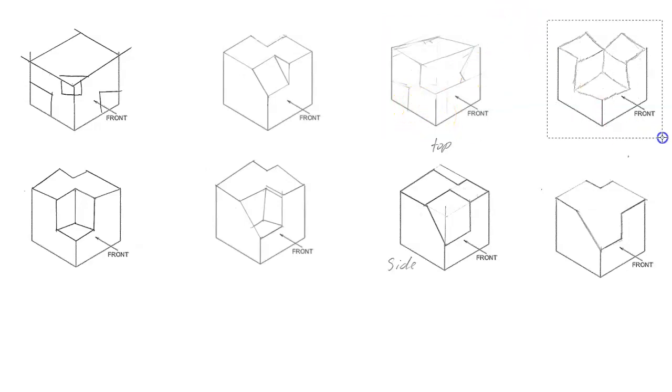Okay, so lastly we have the top right, and this one here, we can see that this front view is correct. Nothing wrong with that. Well, there is something wrong with that, and I'll talk about that now, which is that the lines are not single lines.